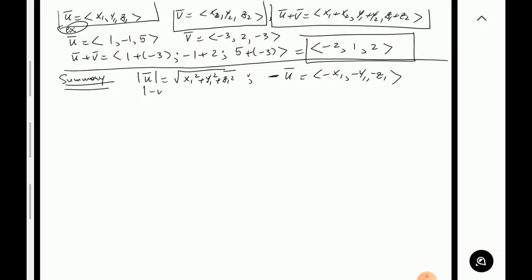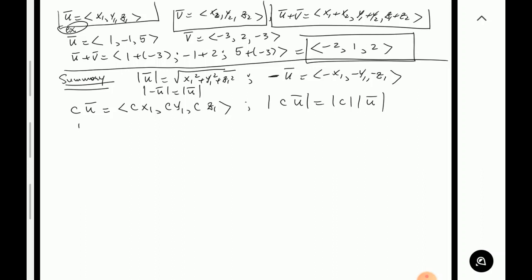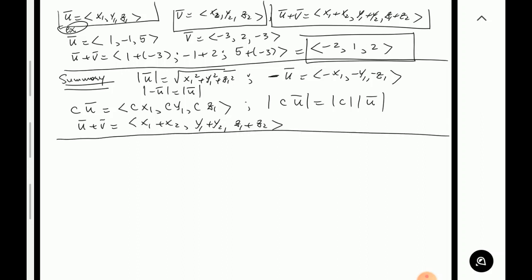And obviously the magnitudes are the same between the opposite and the original. We talked about the scalar product. Cu, if C is a scalar, that's going to be Cx1, Cy1, Cz1, with the more important property that the magnitude of Cu is the absolute value of C times the magnitude of u. And then finally the summation of the vector addition, which is essentially component-wise addition of these coordinates. Remember, R2 is the same except you don't have the third coordinate. All of these operations are the same.